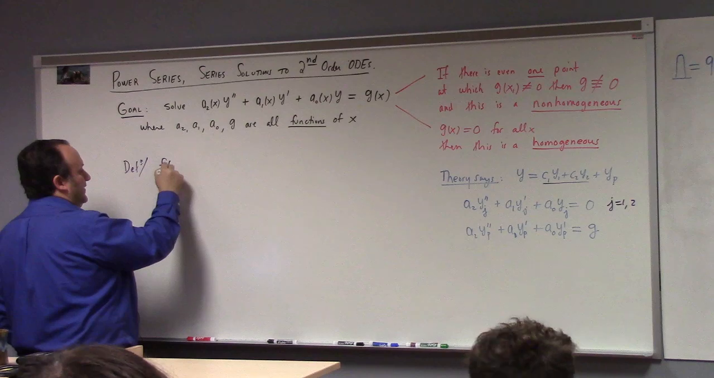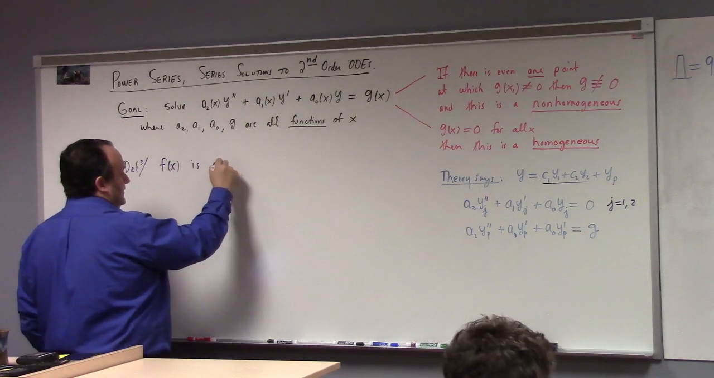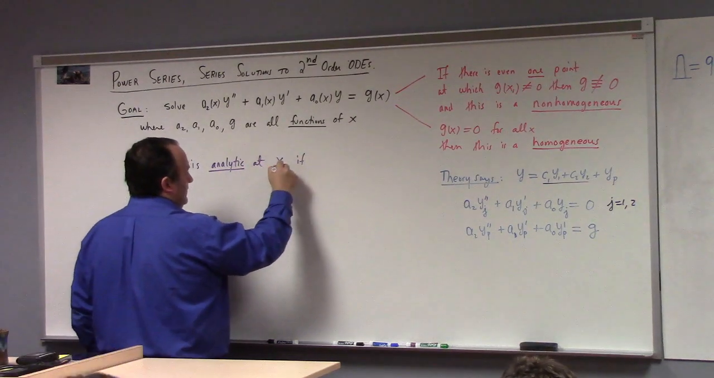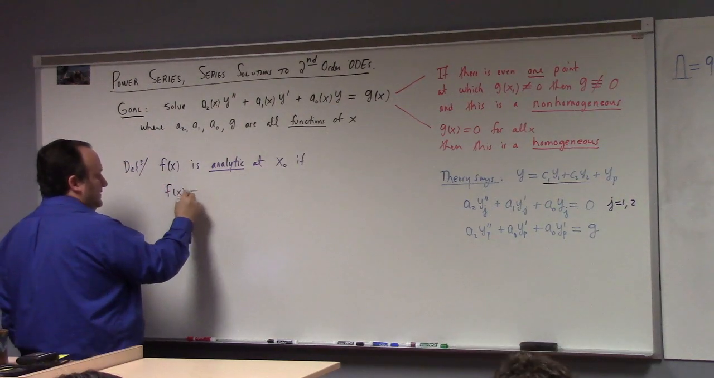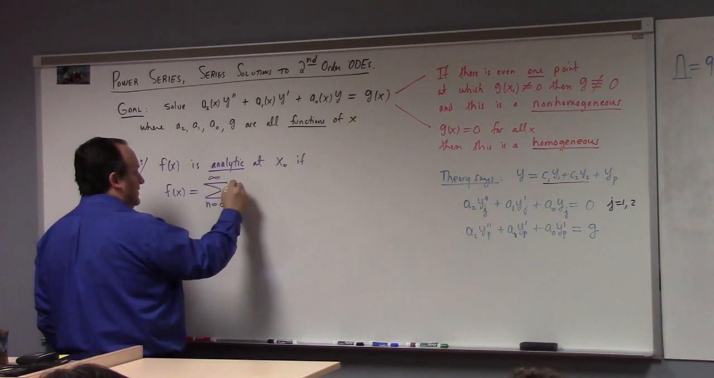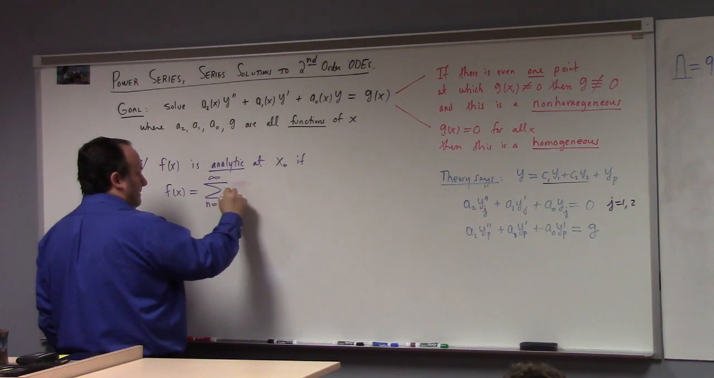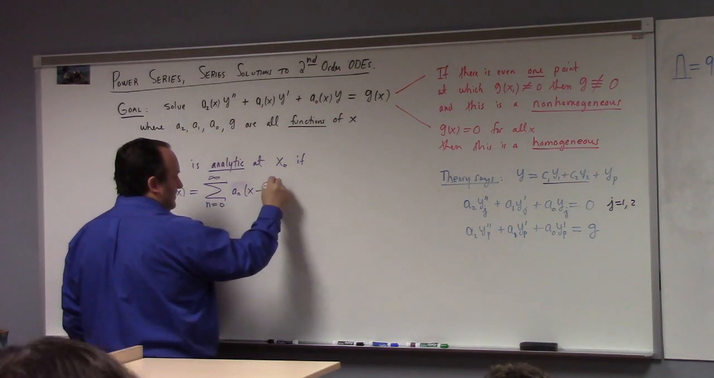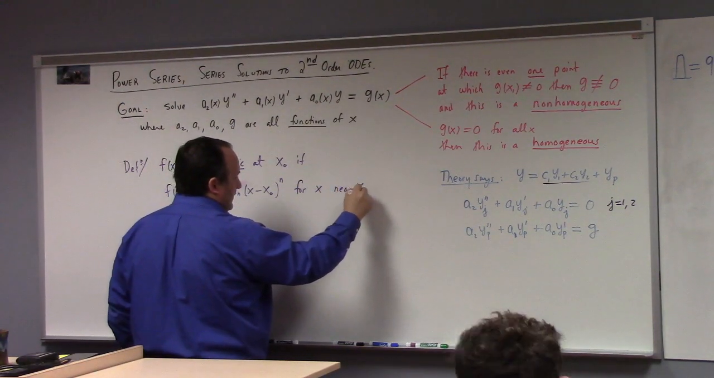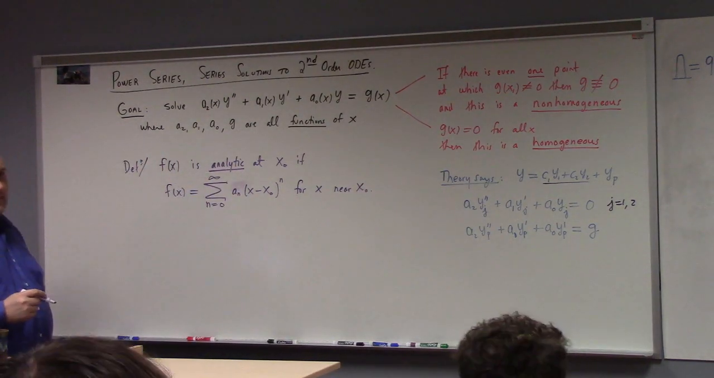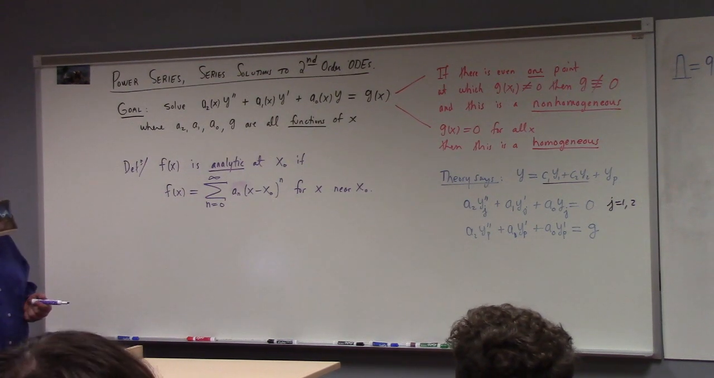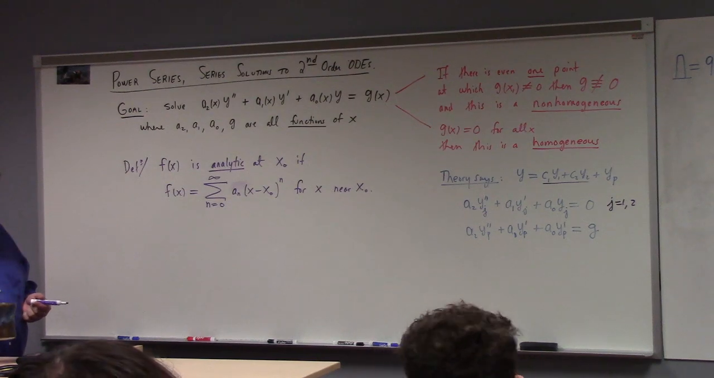Let's see here. f of x is analytic at x naught if f of x is equal to a sum, n equals 0 to infinity, of, let us say, a sub n times (x minus x naught) to the power n, for x near x naught. This is what it means for a function to be analytic. It means that it's faithfully represented by a power series. All right?